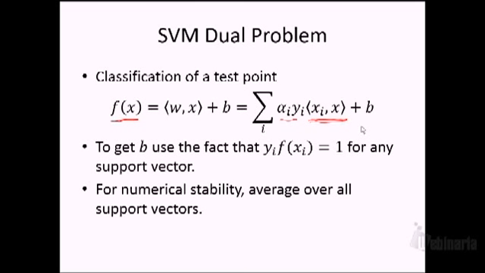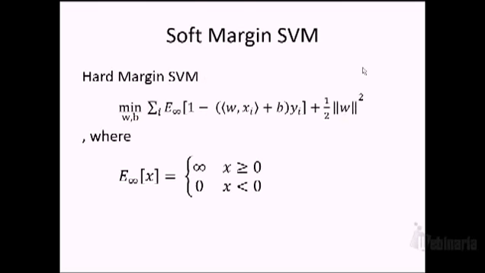We haven't talked about how to compute the bias term, but it can be easily computed using the fact that for any support vector, yi f of xi is equal to 1, because it's exactly on the margin. So you can use any support vector and compute b. However, for numerical stability, what's typically done is that you average over all support vectors.